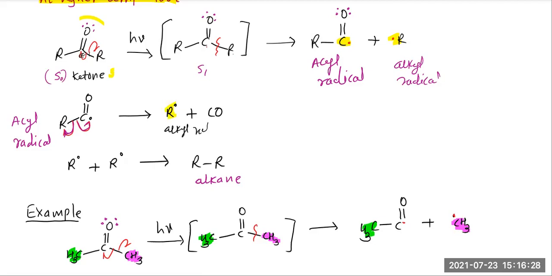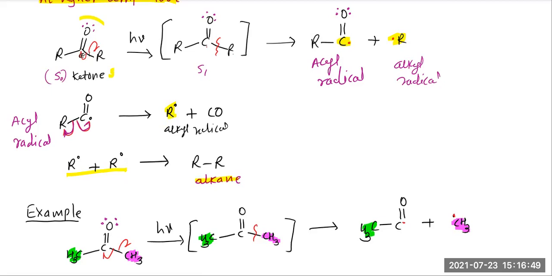Okay, and the last step, this alkyl radical and this radical recombine. There is a recombination of radicals to form a neutral molecule, that is alkene. In this way, the Norrish type 1 cleavage occurs.